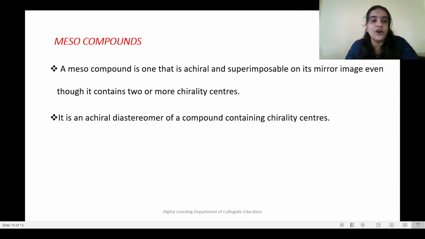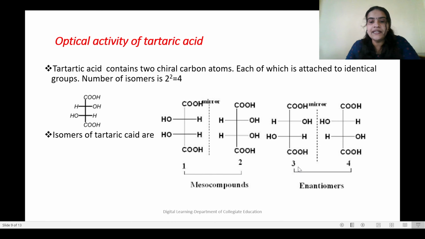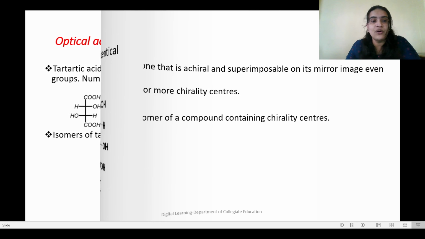What do you mean by meso compounds? A meso compound is one that is achiral and superimposable on its mirror image, even though it contains 2 or more chirality centers. It is also an achiral diastereomer of a compound containing chirality centers. Here, these 3 and 4 are enantiomers, whereas 1 and 2 are diastereomers, or they are meso compounds.